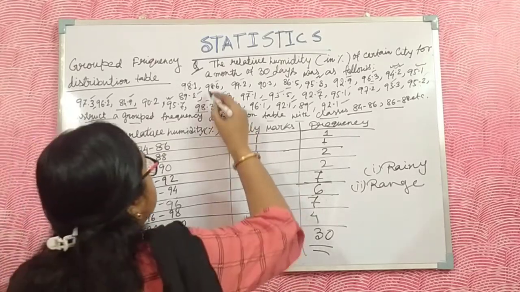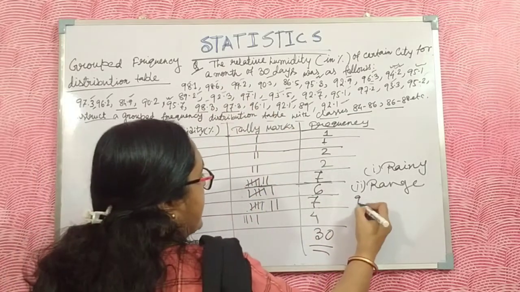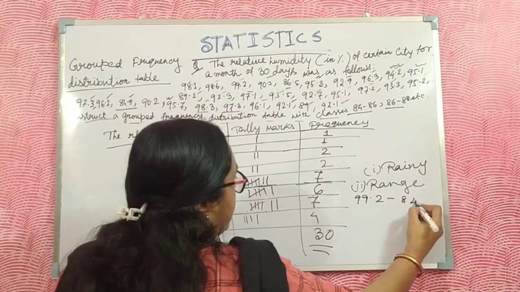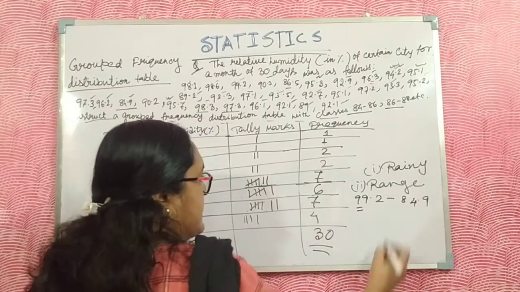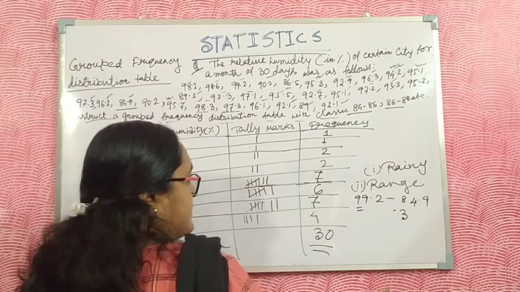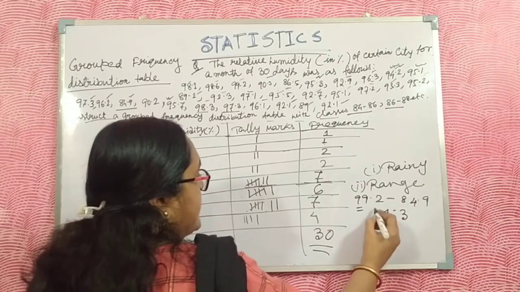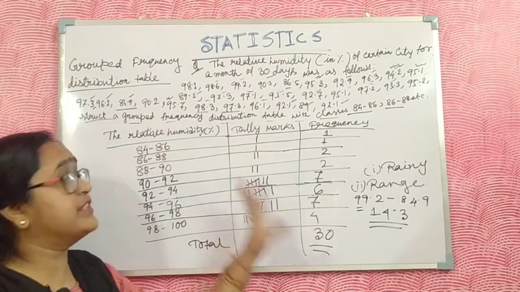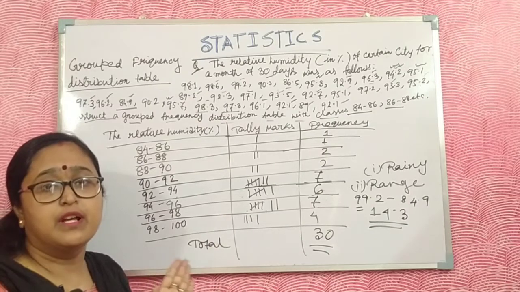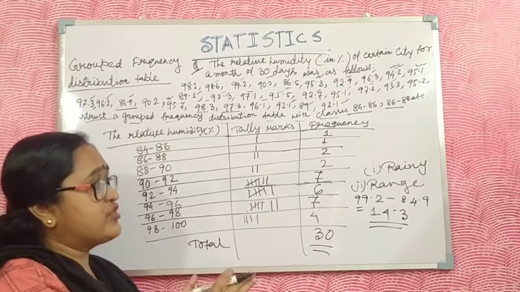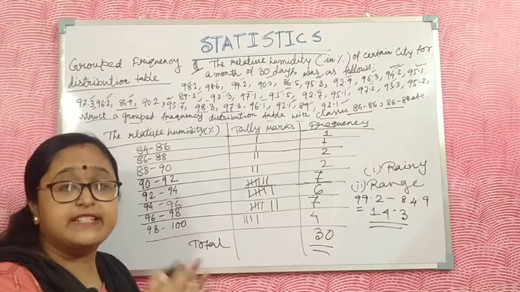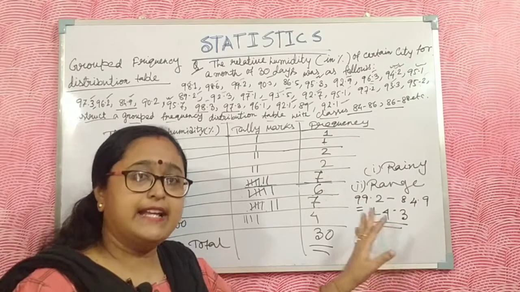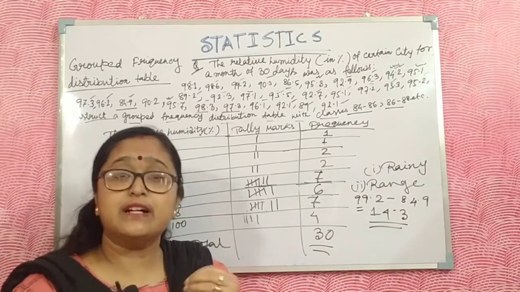Then the highest data here, I take 99.2 and the lowest data here 84.9, and then you do the subtraction. This is the range of this frequency distribution table. The range of this data is 14.3. And what are the lower limit and the upper limit?